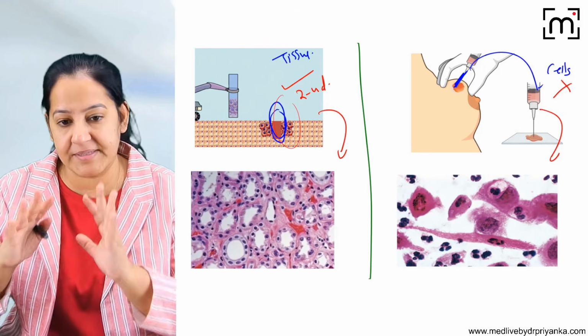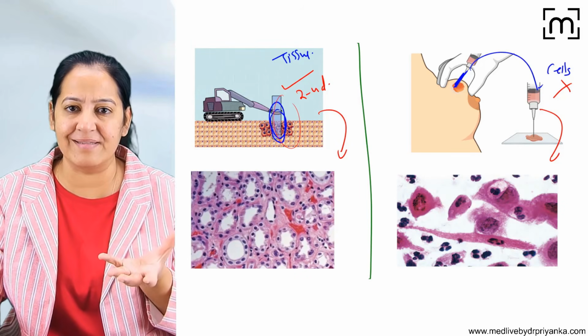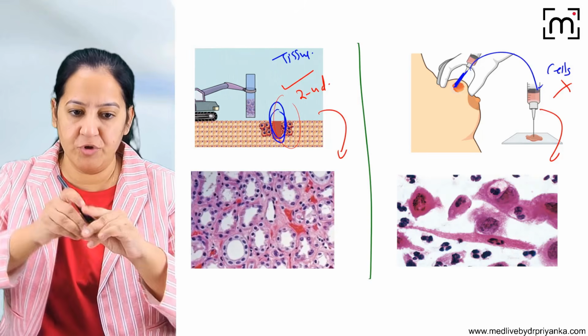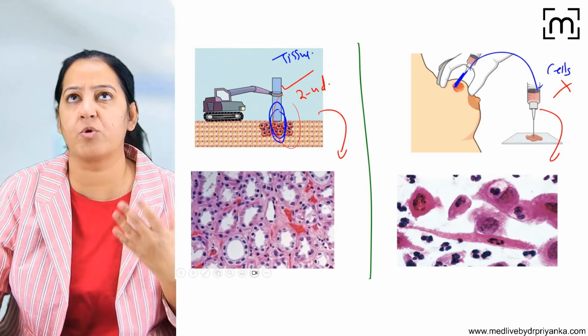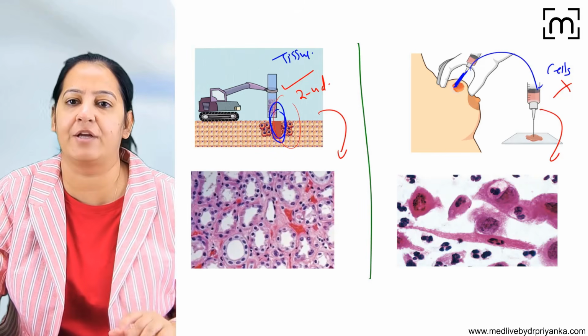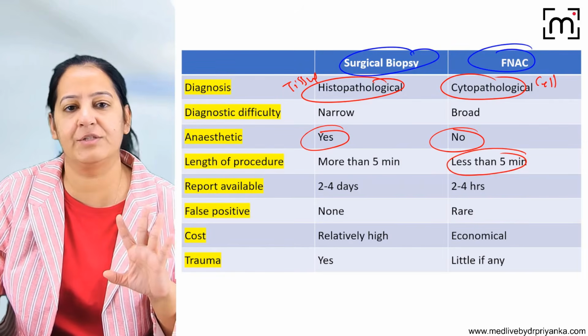for 24 hours, then process it for 12 hours in the tissue processor. Here I hardly require a few minutes. I will fix it, do to and fro motion, aspirate, take a slide, make a smear, do the staining, examine under the microscope. Maybe within 20 or 30 minutes I can do that. It can be done in less than 5 minutes also, very fast.